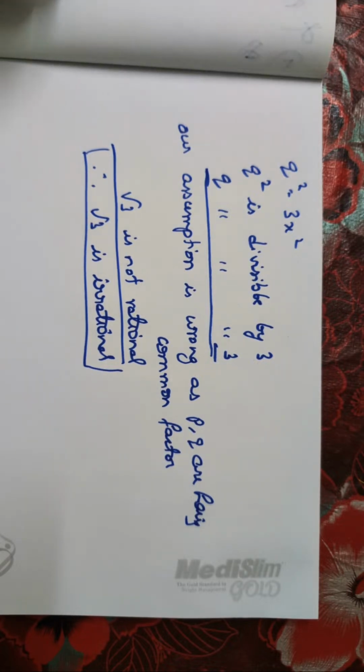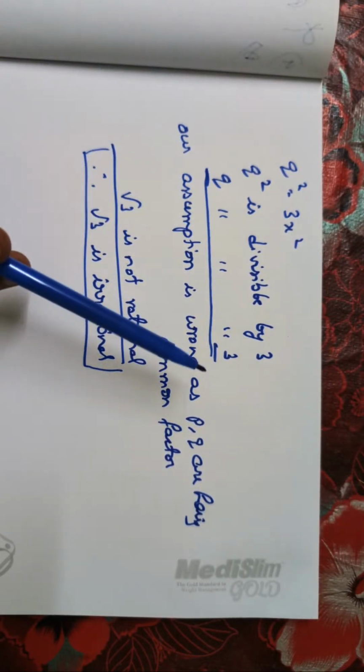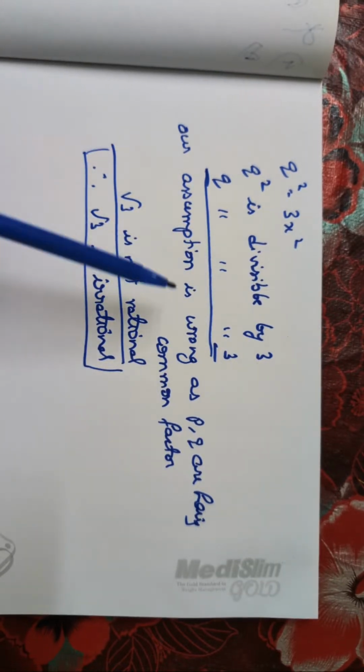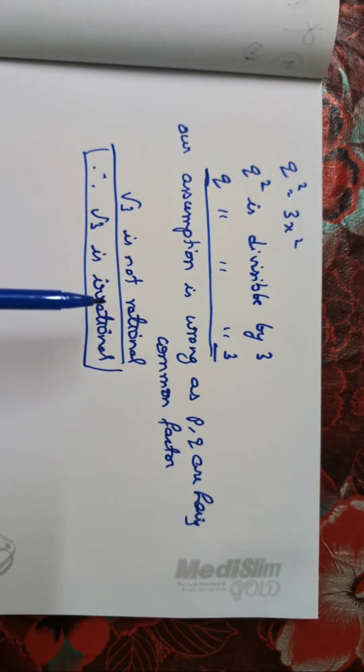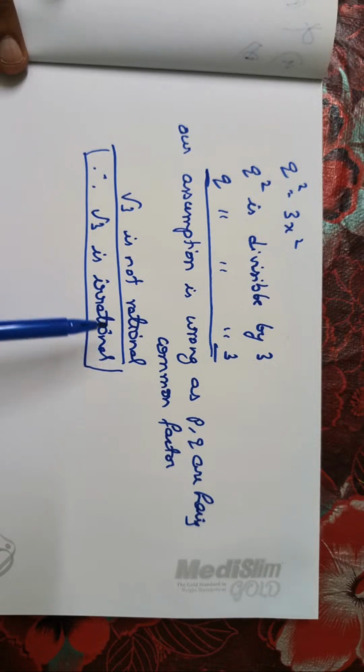In that way I got it, and I just replace it with another term. Again, I got q square as 3x square, so q square is divisible by 3, so q is also divisible by 3, which contradicts our assumption that p and q are co-primes. So that's why we say our main assumption that root 3 is rational is not true. That's why root 3 is not rational, and root 3 is irrational.